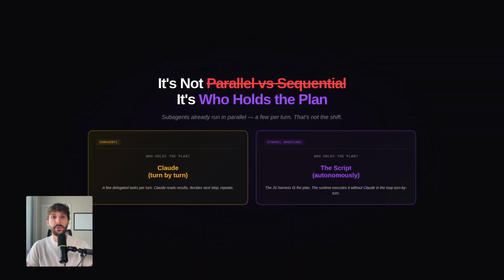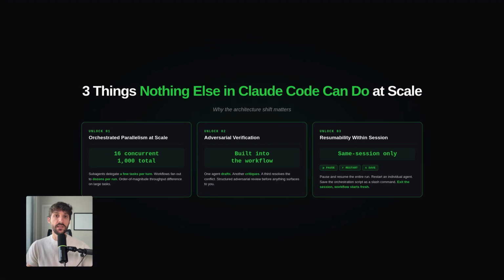The distinction isn't parallel versus sequential. Subagents already run in parallel, a few per turn. The real distinction is who holds the plan. With subagents, Claude holds the plan turn by turn. With workflows, the plan is the script. The harness executes autonomously. This unlocks 3 things that nothing else in Claude Code can do at the same scale.